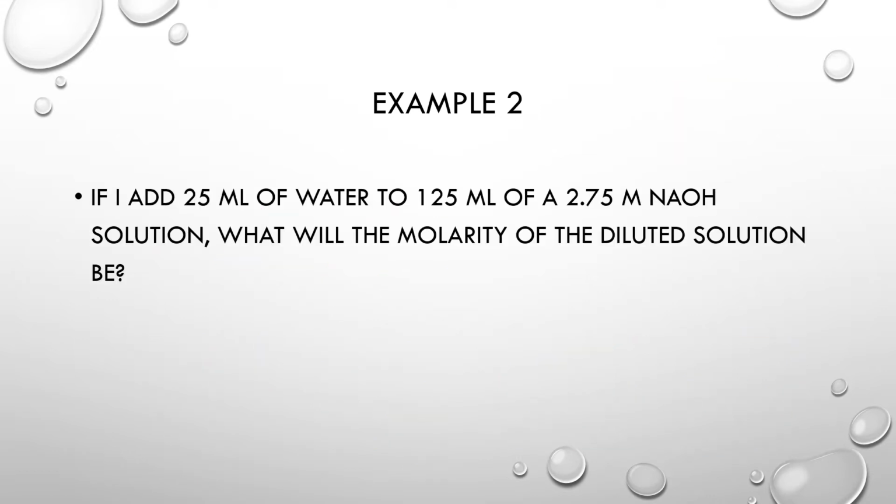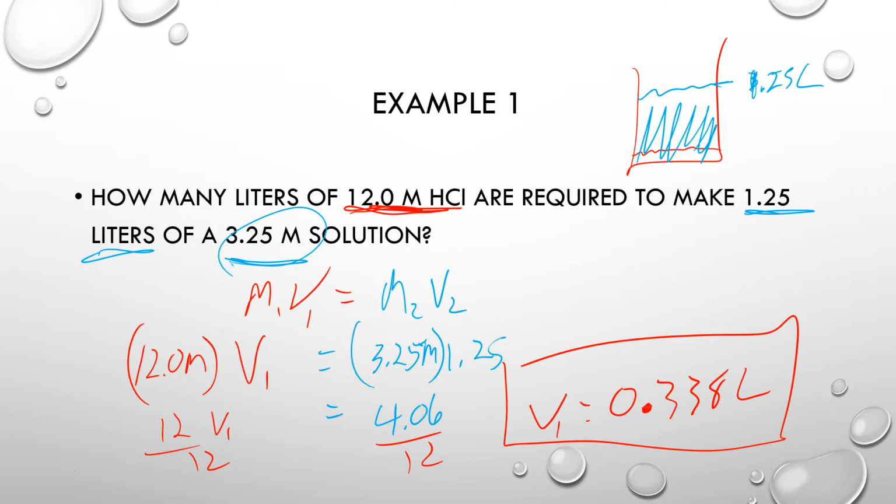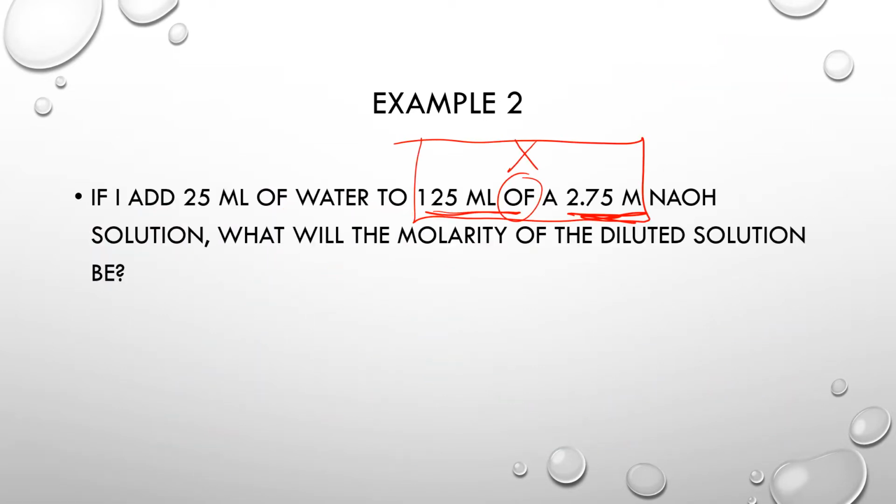Okay, so here's another example of that. Your original solution is 125 mils of 2.75 molar NaOH, right? This of, remember, means times. So if you are trying to figure out which goes on which side together, look for that of. If you look on the previous, right? Here's the of, which was connecting how many. So that was this times 12. And then here's the of in the blue, right? Connecting liters to that molarity. So here's our of. So 125 times 2.75 will equal what times what?